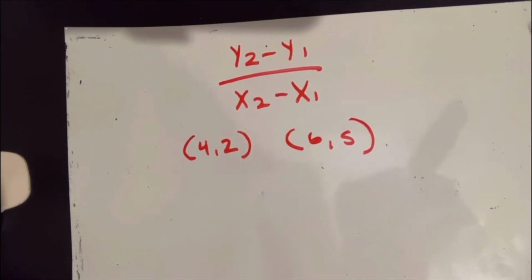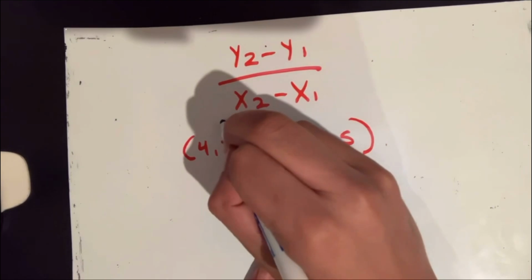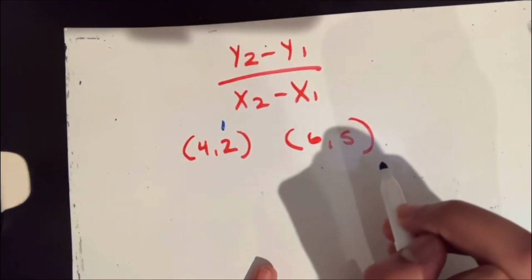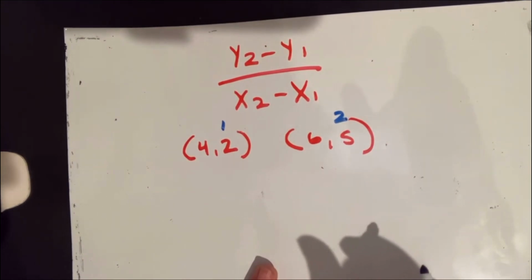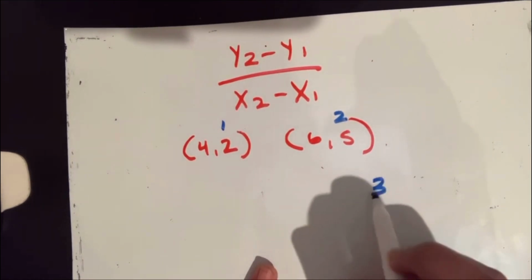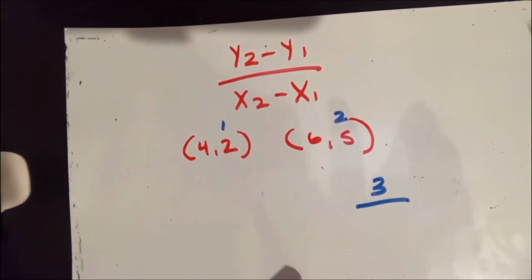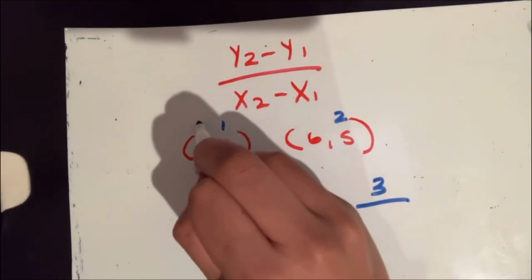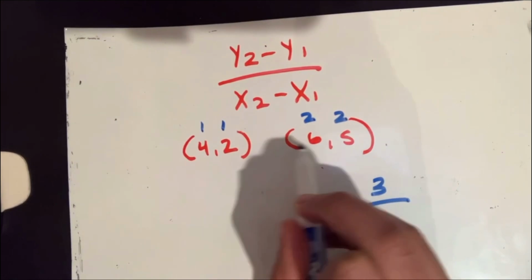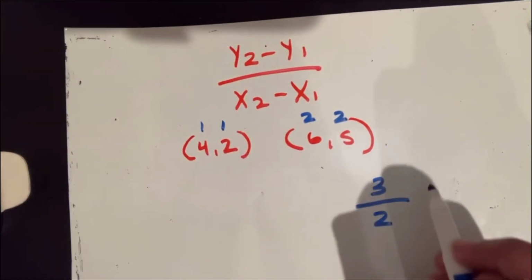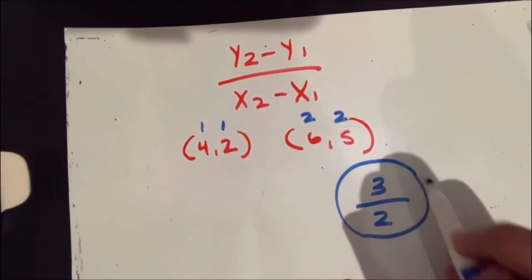Let's try it out. Our first y value is 2. Our second y value is 5. So let's subtract them. 5 minus 2 equals 3. Our first x value is 4. Our second x value is 6. So 6 minus 4 is 2. Our slope is 3 over 2.